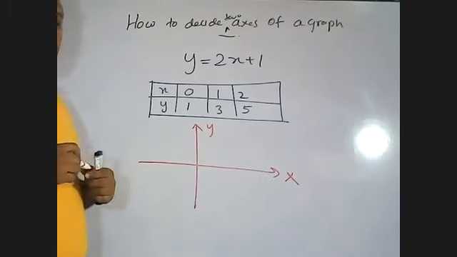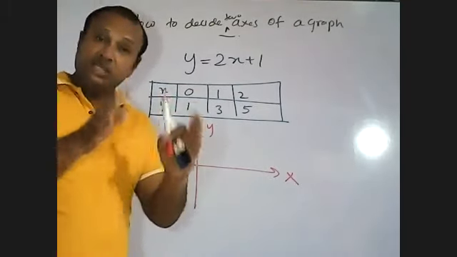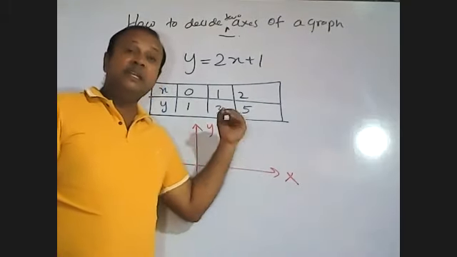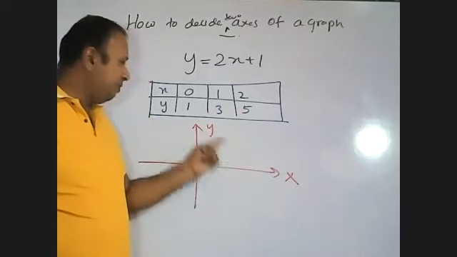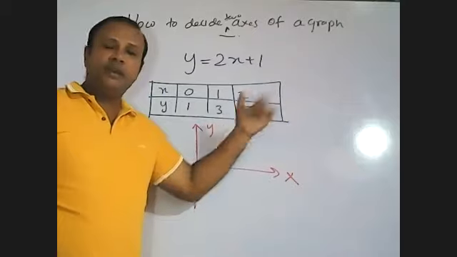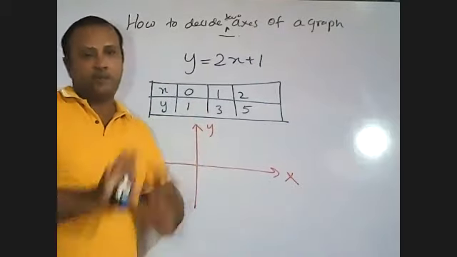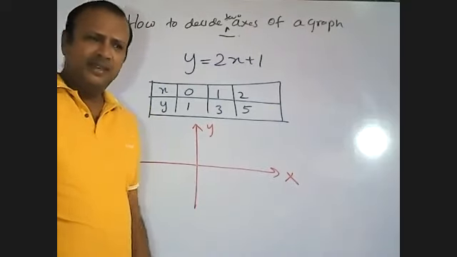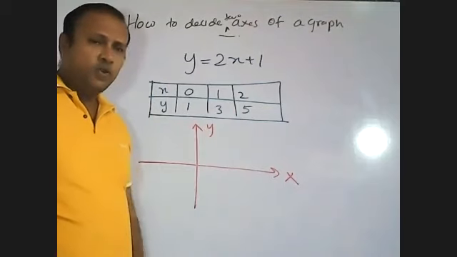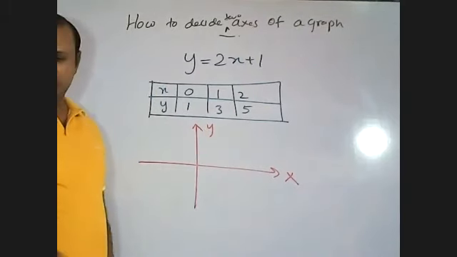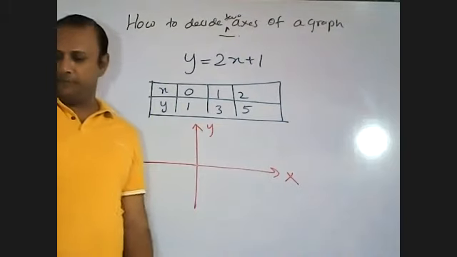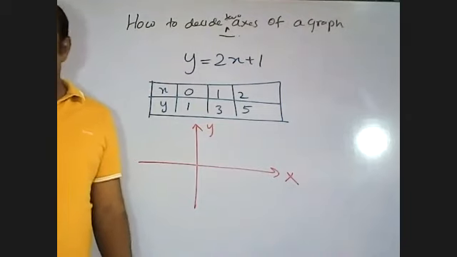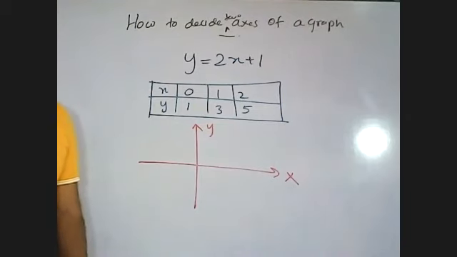Then, as a standard procedure, the x-axis represents the independent variable and the y-axis represents the dependent variable. That is a standard procedure. What are those? Dependent and independent. Can anyone tell me what is the independent variable and what is the dependent variable?